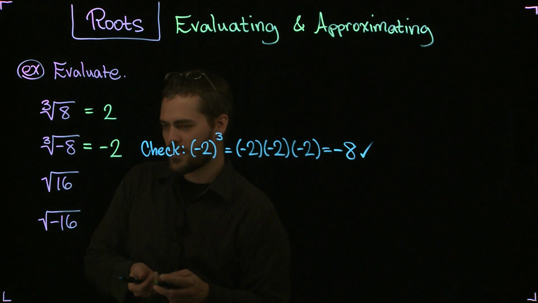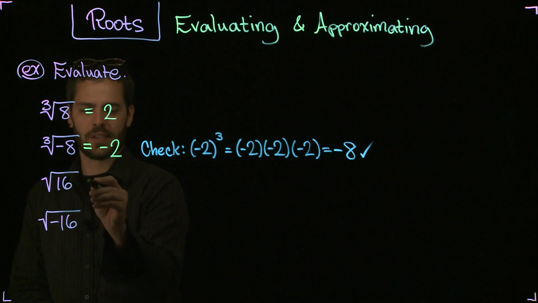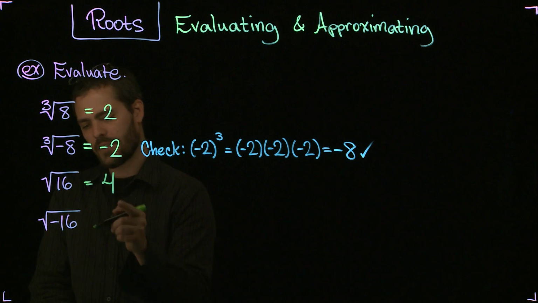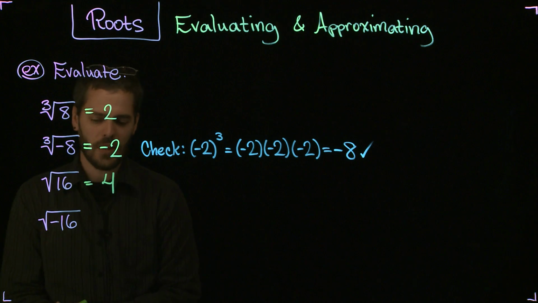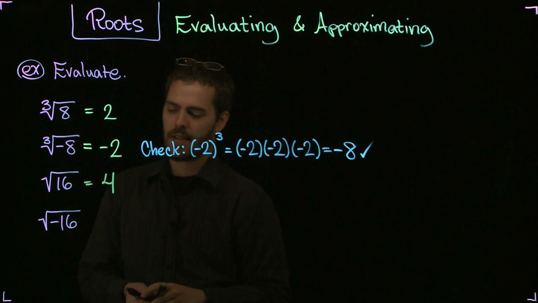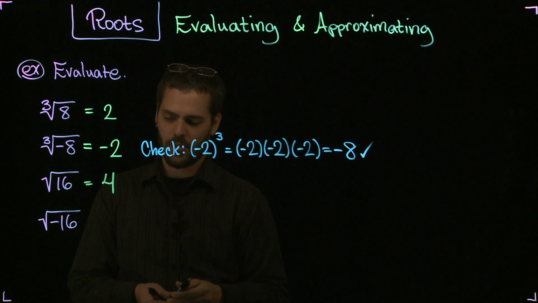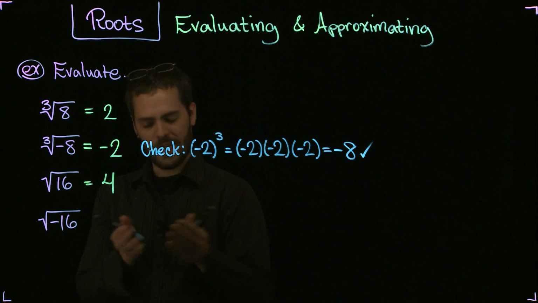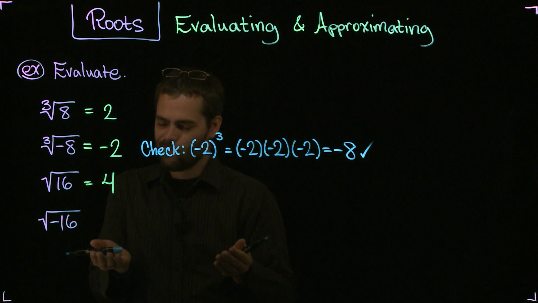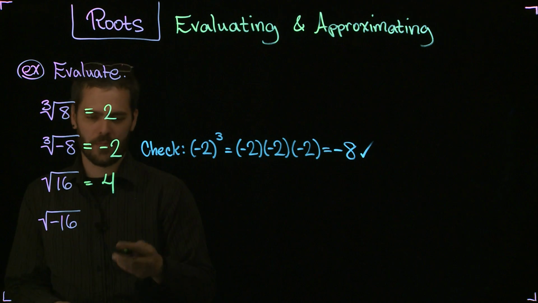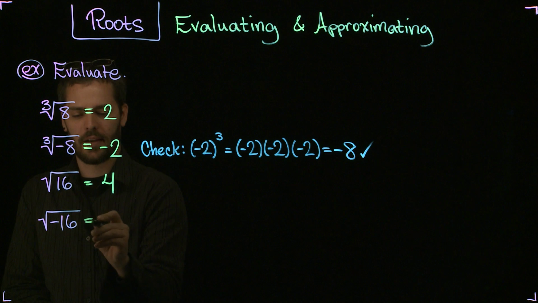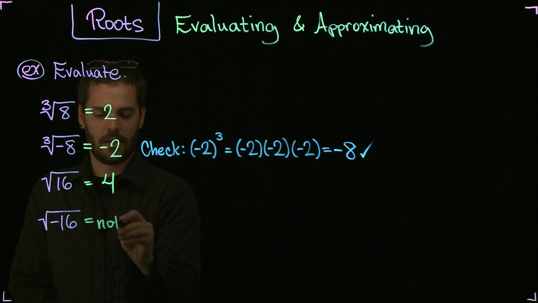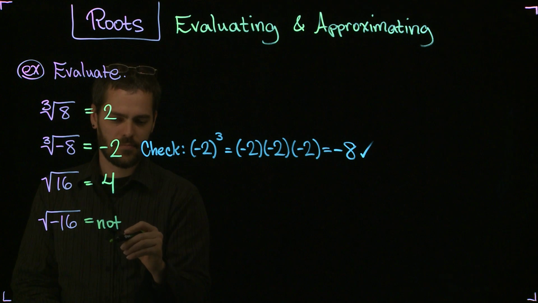Consider the square root of 16 next. The square root of 16 is 4, because 4 squared equals 16. But what about the square root of negative 16? What times itself produces negative 16? 4 times 4 is positive 16. Negative 4 times negative 4 is positive 16. So, what do we say about this? Well, we could say a couple things. We could say that this is simply not a real number. Not real.